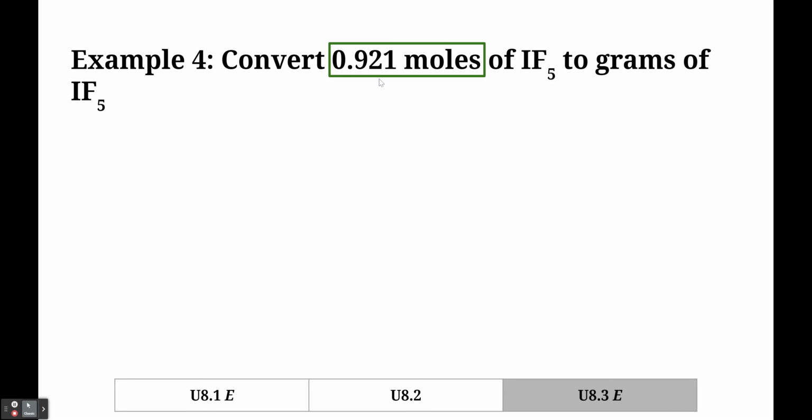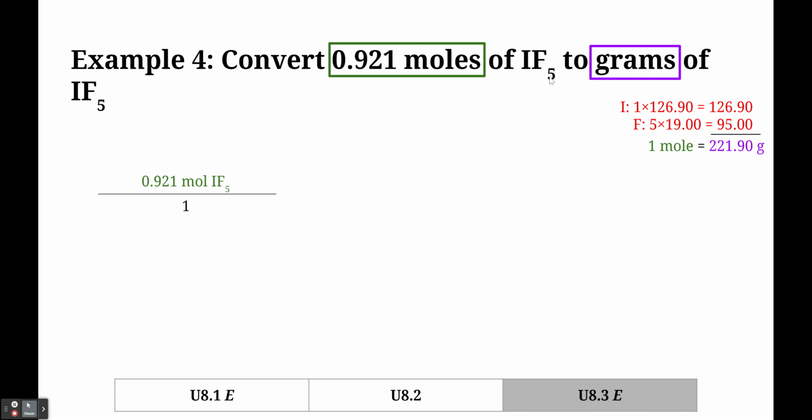All right, so when we start, we're taking our starting unit, 0.921 moles. We will put it over 1. Then we want to convert to grams. Again, if we see grams, we're going to need to use the periodic table and find the compound mass that we learned earlier in the unit.